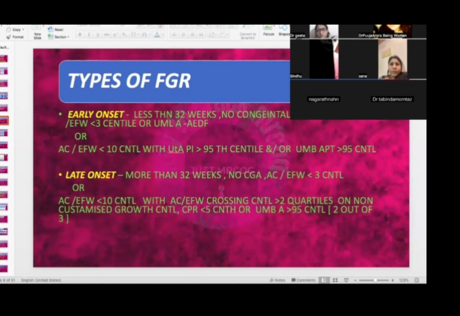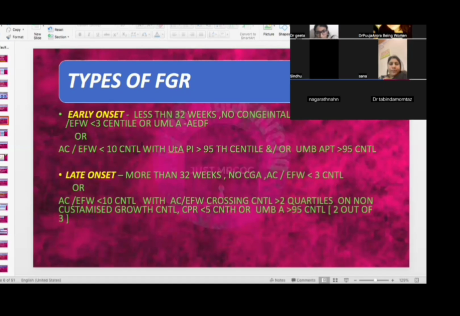Late onset is when it is more than 32 weeks, and congenital anomaly is not seen, and estimated fetal weight or abdominal circumference is less than 3 centile. So it's the same for both early and late. The only difference is the development, at what weeks it develops, right? And the third criteria is when AC or estimated fetal weight is less than 10 centile. That is the first thing, and it can be associated with Dopplers.